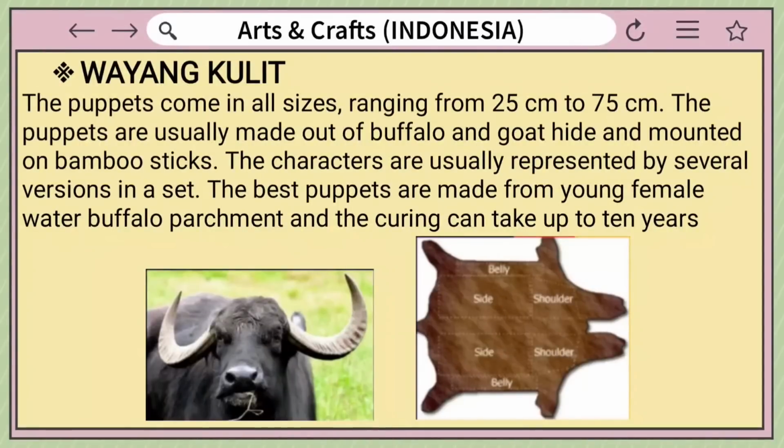The puppets come in all sizes, ranging from 25 centimeters to 75 centimeters. The puppets are usually made out of buffalo and goat hide and mounted on bamboo sticks. The characters are usually represented by several versions in a set. The best puppets are made from young female water buffalo parchment, and the curing can take up to 10 years.